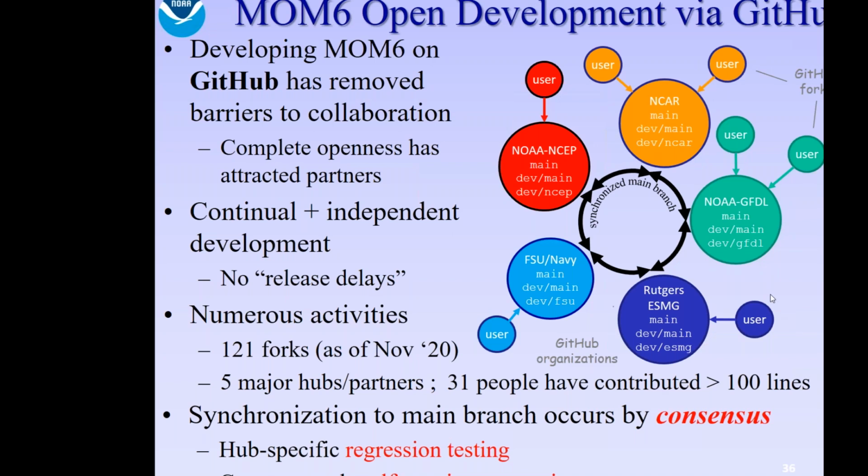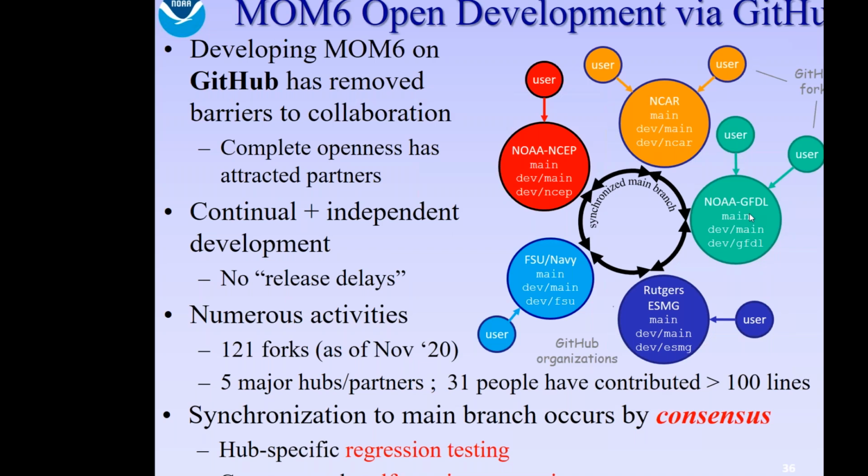So as, say, some new capability is contributed by a user, that would first pass through the GFDL hub, which would evaluate things and carry out regression tests. But once they're passing those regression tests, that's something that we offer up to the rest of the community.